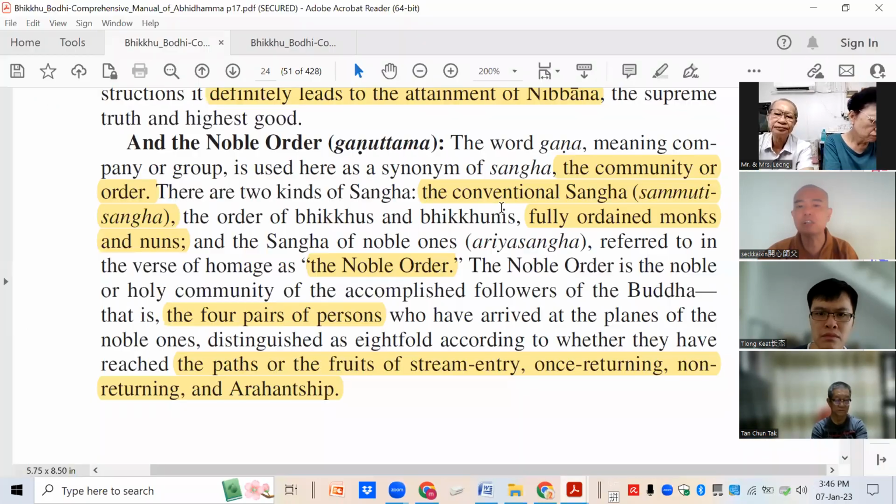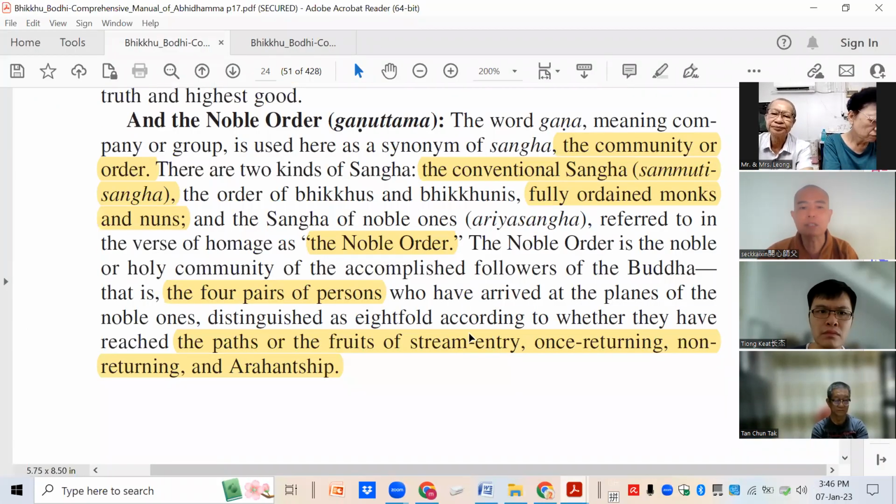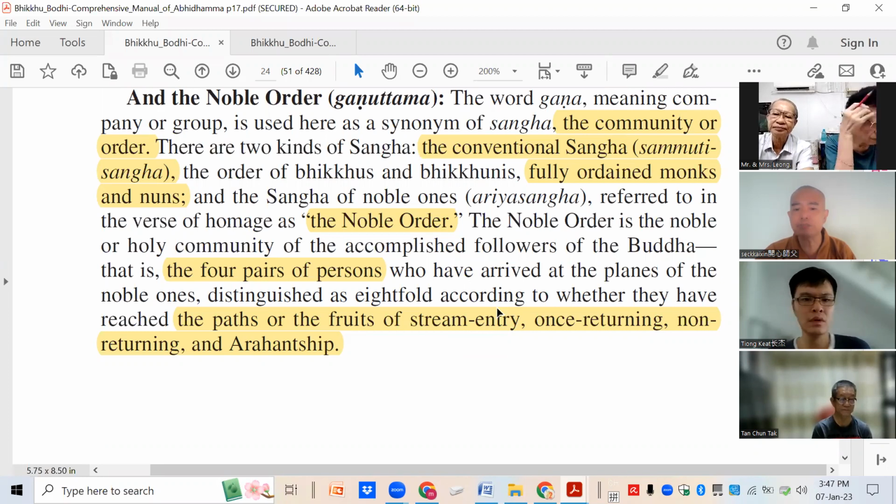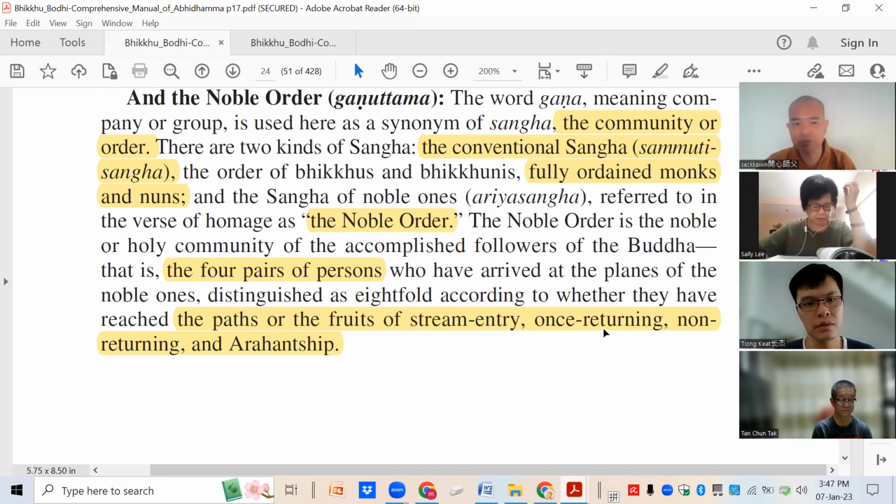So according to here, conventional Sangha, and then one more is the noble Sangha. We call it noble because there are 4 pairs of persons. This is the 4 pairs. Number one is the path and the fruit. Secondly, we have stream entry, number one, once-returning, number two, non-returning, number three, and arhatship is number four. They are all considered as 4 pairs because each one has path and fruit. In detail, we will explain all of this in chapter number one.